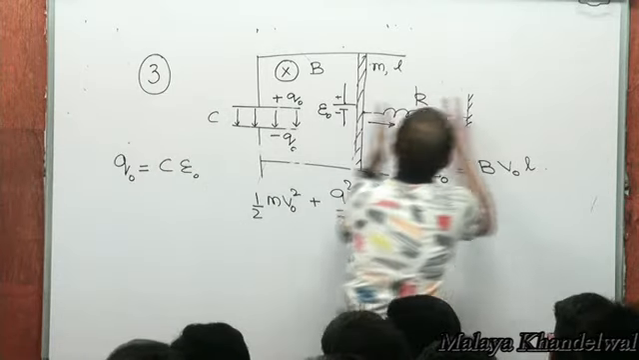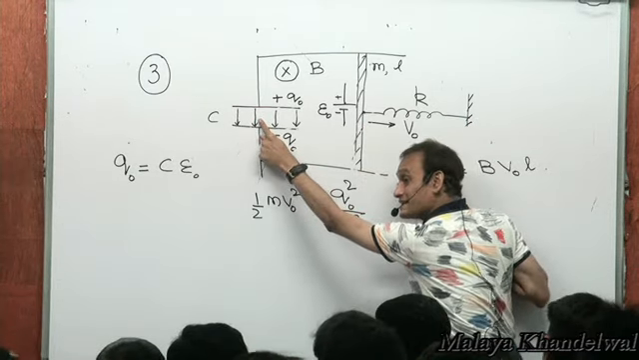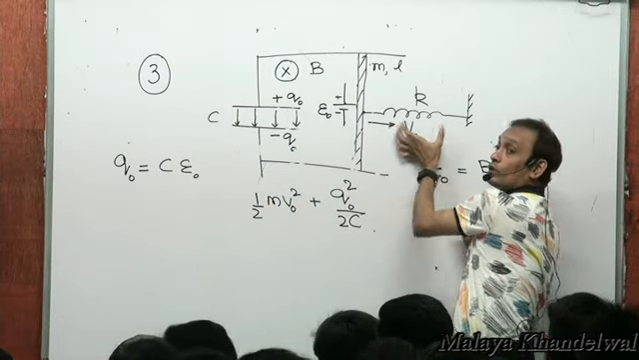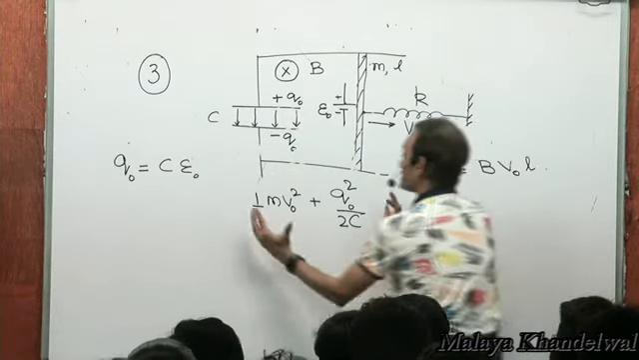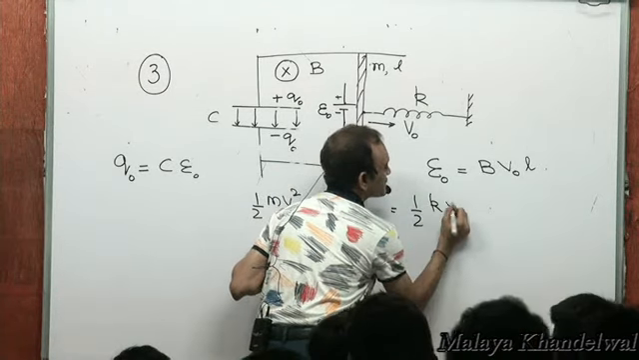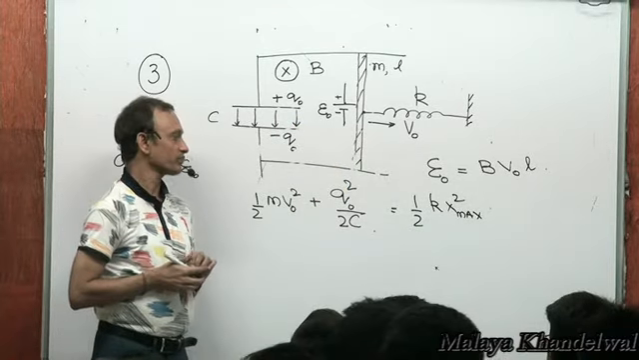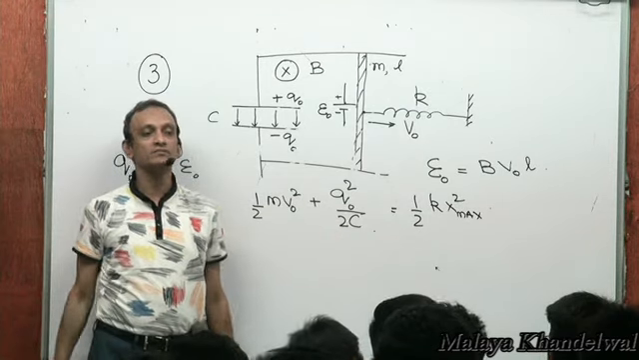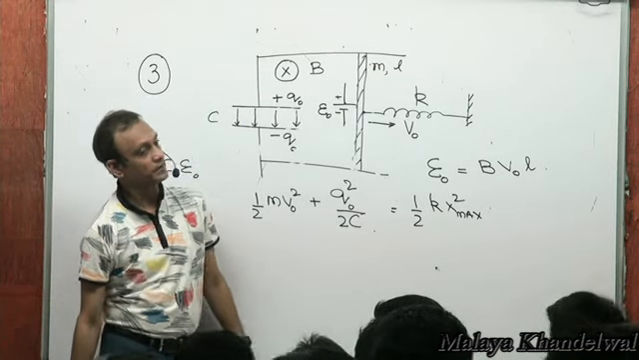At the instant of maximum compression, the velocity of this becomes 0, the electrostatic energy in this becomes 0. And the entire energy appears as elastic potential energy in the spring in a state of maximum compression. That means this entire quantum of energy appears as half k x max squared, where Q naught, like I said, is C epsilon naught, etc. And you can calculate the maximum compression in the spring. Got me?